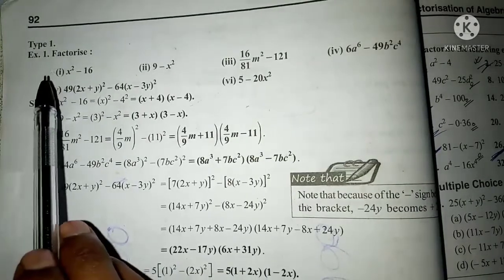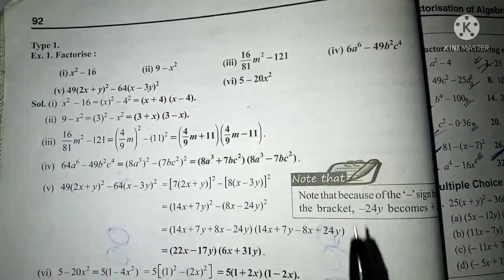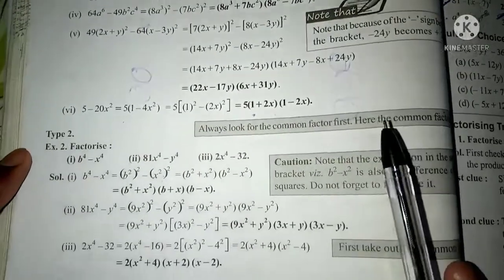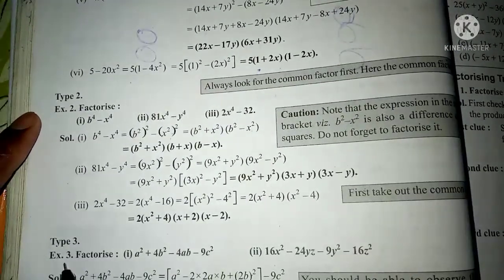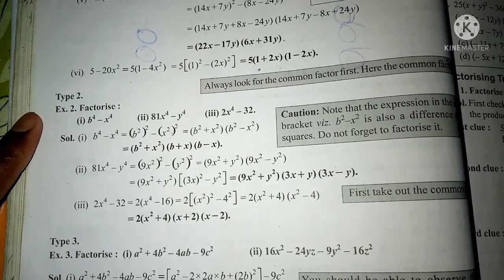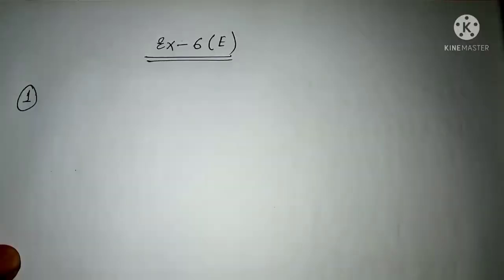See here we have three types: type 1, type 2, and lastly type 3. That means in this exercise we will discuss three types. I'll explain all these three types in your exercise 6e. Now see how to solve all this.